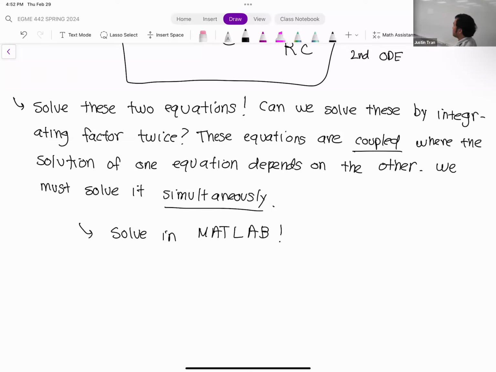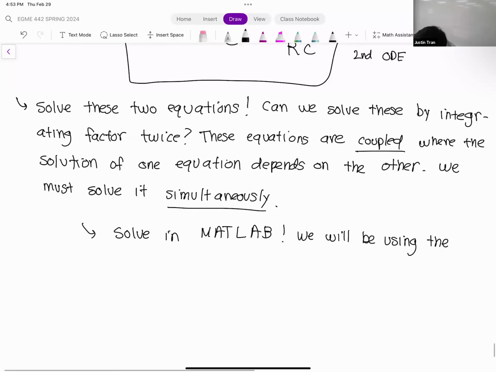Because MATLAB actually has a lot of tools for solving these kinds of equations. All right, and so I know when I say MATLAB, there's some anxiety that comes with it. We're not actually programming in MATLAB, we're using a specific tool to help us solve these differential equations. And that specific tool is called ODE45.